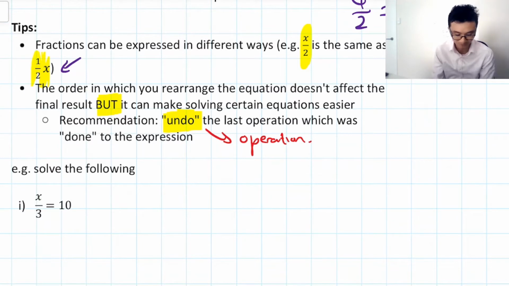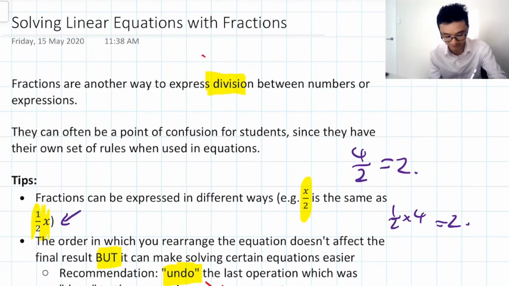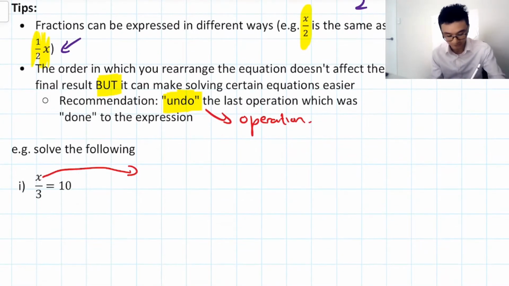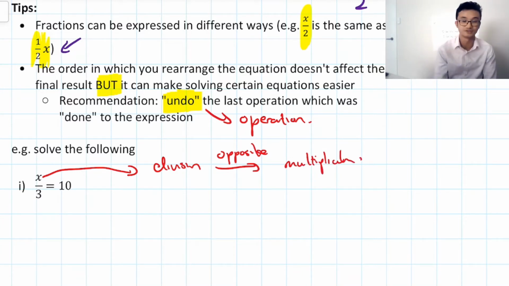So these are our fractions here. And just remember, what does a fraction mean? Go back up. A fraction just means division between numbers or expressions. So that's division, and remember, what's the opposite of that? The opposite of that is just going to be multiplication. That's the key part to solving these. We want to think about the opposite operations here.